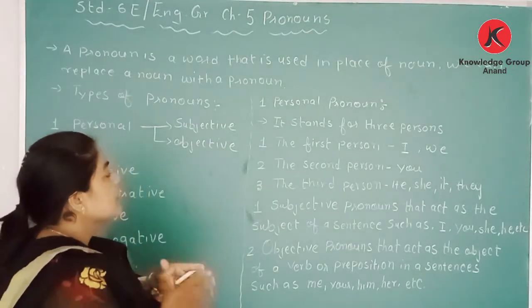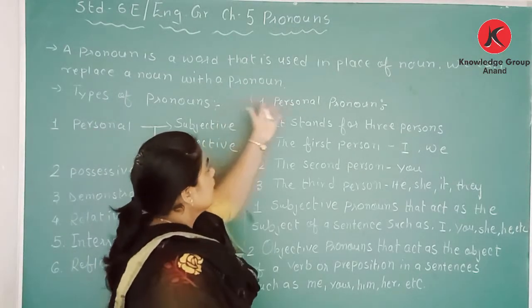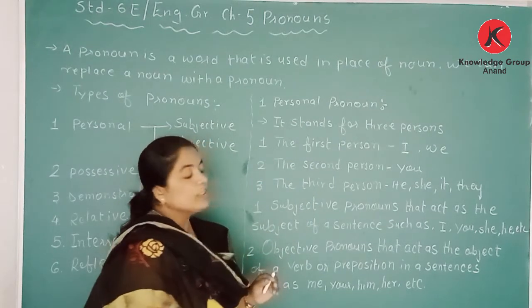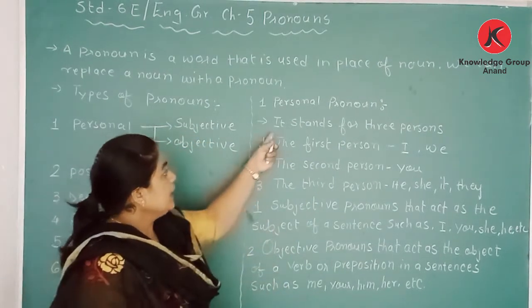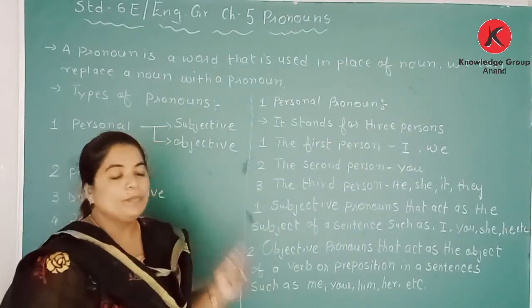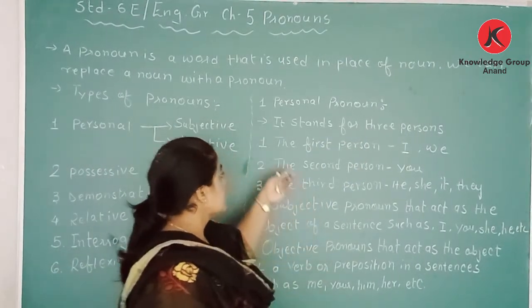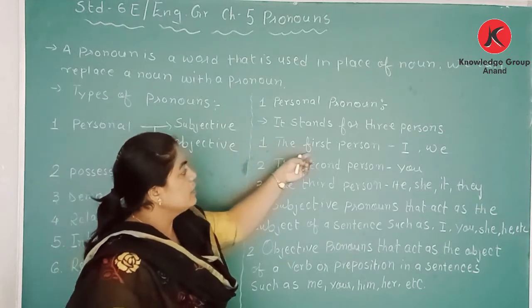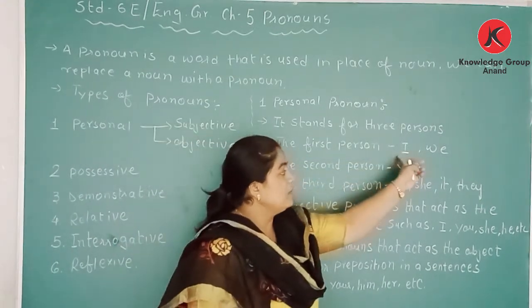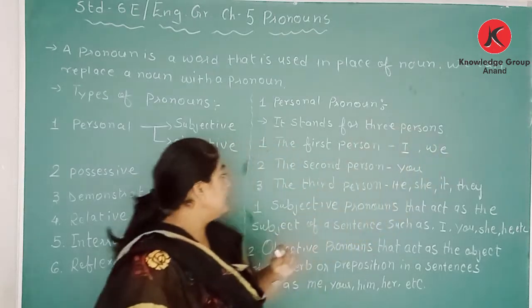Today, dear students, we will be learning the first one, that is personal pronoun. The personal pronoun stands for three persons. The first one is the first person, that is I and we. I is a singular form and we is a plural.